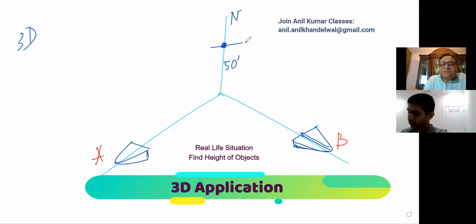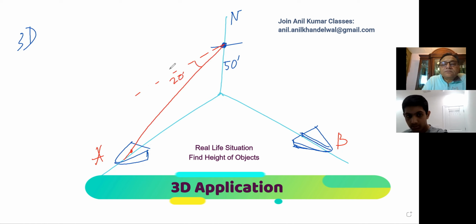How will you draw it? So you have to draw a line parallel to the base. And from here, let's say this is your angle of depression. Let's say this angle is 20 degrees. And on this side, the angle of depression is, let me just first draw and then I'll put a value.